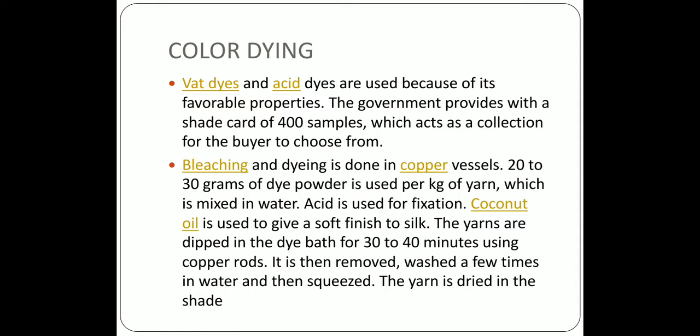So the dyeing process of Pethani sari. Basically two types of dyeing are used. First is wet dye and acid dye. The government provides a shade card of 400 samples which acts as a collection for the buyer to choose from. Bleaching and dyeing is done in copper vessels. 20 to 30 grams of dye powder is used per kg of yarn, which is mixed in water. Acid is used for fixation. Coconut oil is used to give a soft finish to silk. The yarn is dipped in the dye bath for 30 to 40 minutes using copper rods. It is then removed, washed a few times in water and then squeezed. The yarn is dried in the shade.